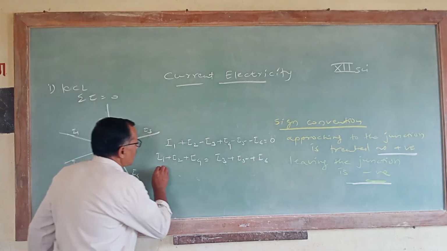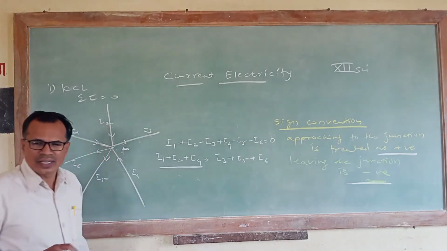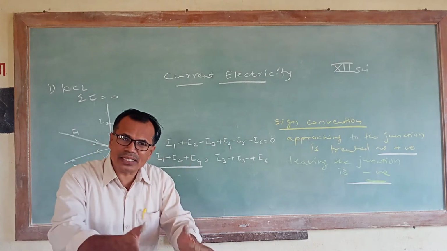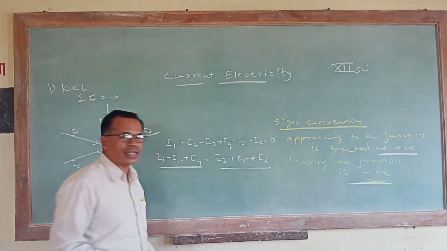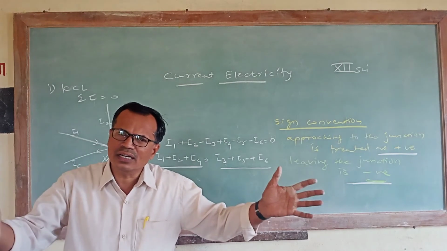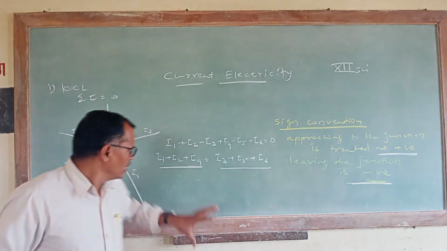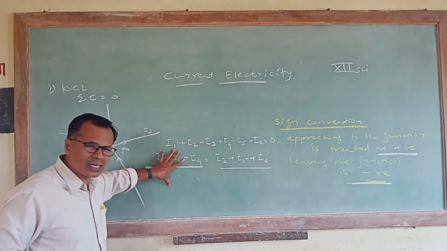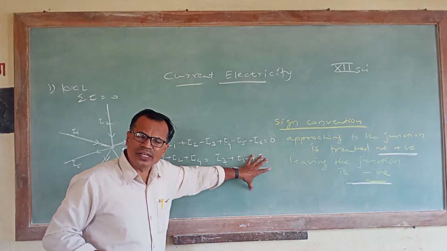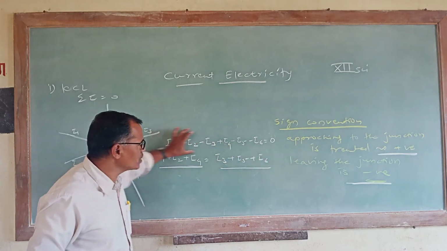This I1 plus I2 plus I4 is the total incoming current at the junction. And I3 plus I5 plus I6 is the total outgoing current out of the junction. Correct? This is the incoming current. This is the outgoing current. This is the total incoming current. This is the total outgoing current. And the algebraic sum is 0.